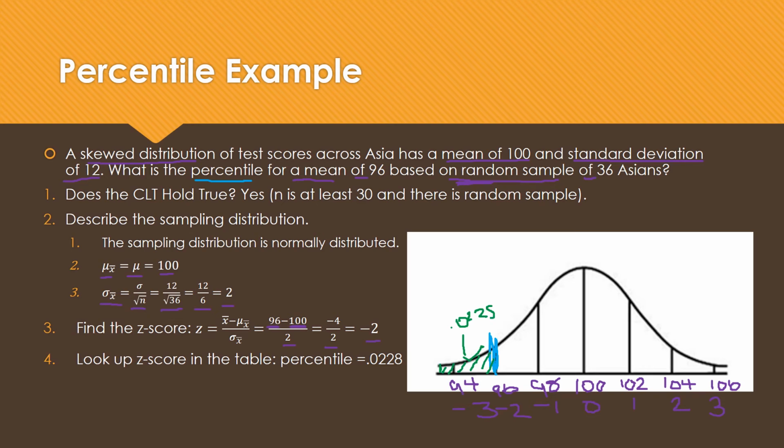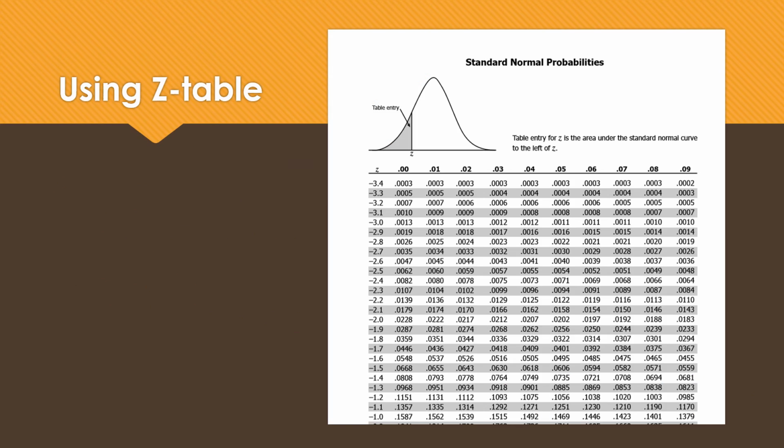And if you don't know how to find this, I'll show you how to do it on the next slide. But remember, the z-table always gives you area to the left, and that's what we're looking for, so we don't have to go to the 5th step. So now I'm going to talk about how to use the z-table.